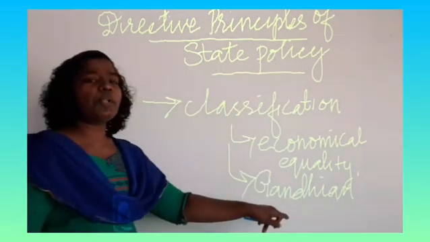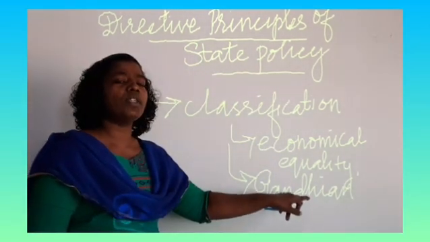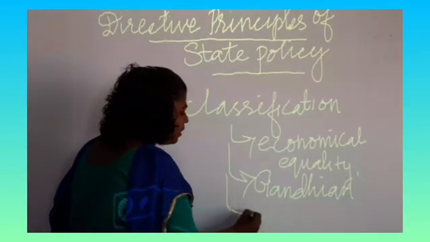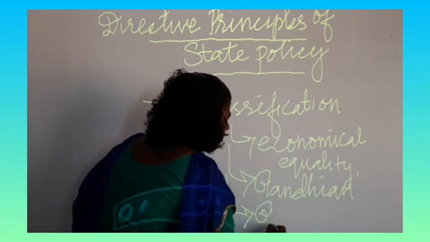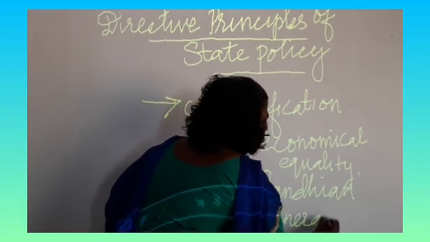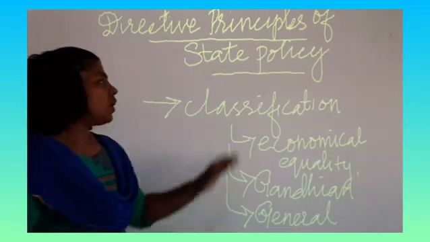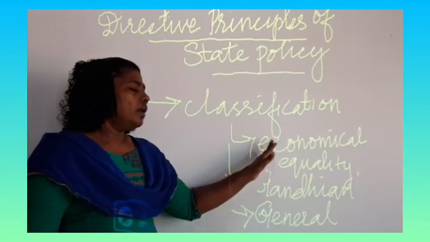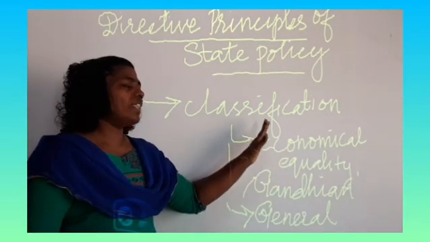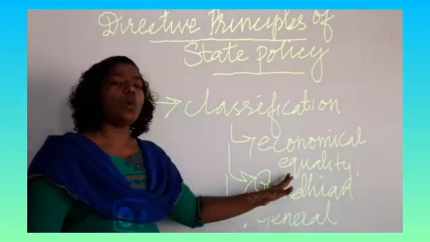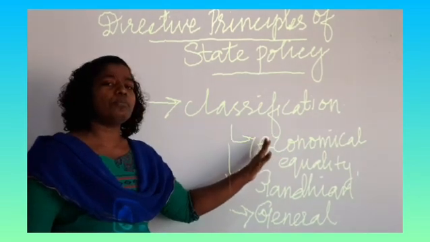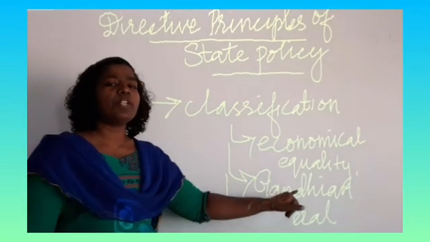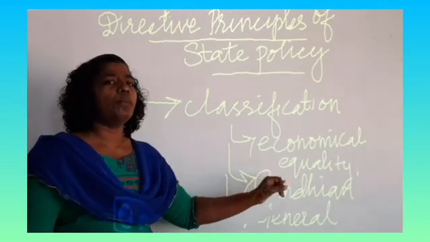What do the Gandhian principles talk about? They talk about the social and economic development of the people. And the third one is the general principle, or you can say general guidelines. What are the three classifications? The first one is the principles promoting economic equality to the people. The second one is the Gandhian principles based on social and economic development.